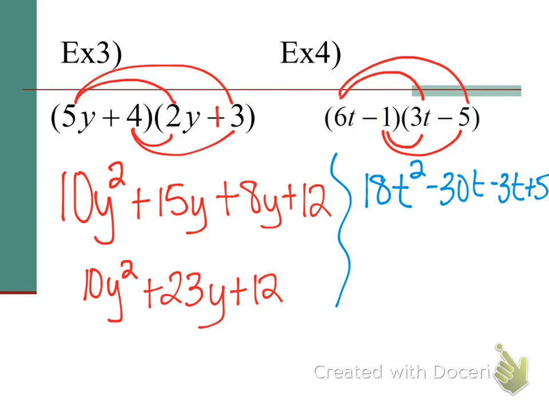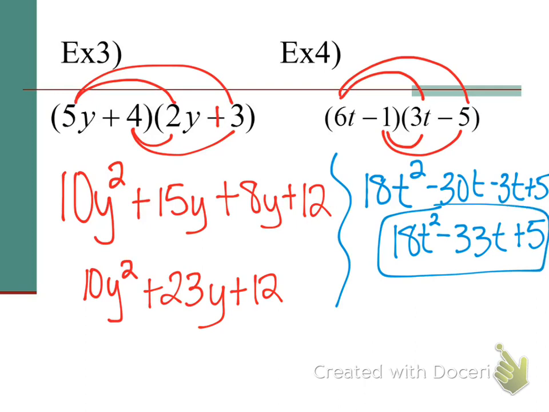We combine our like terms. What are our like terms? Negative 30t and a negative 3t would combine to give us negative 33t. Is anything else changing? No, so it just comes down as part of our answer. We can't leave it off. We just put it back in their spots.